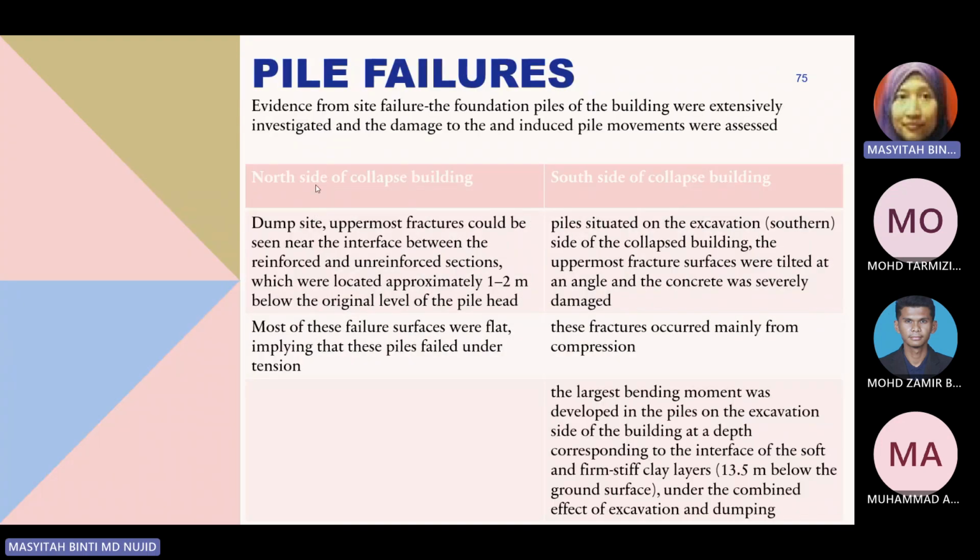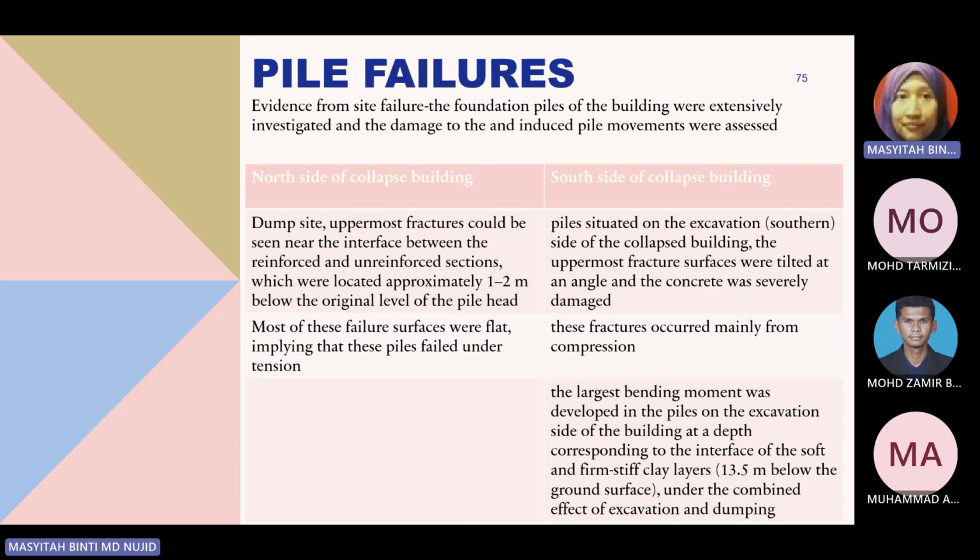Okay, apa yang kita boleh dapat lah from the failure? It just shows a comparison of the north side and also the south side of the collapsed building. Firstly, kalau north side tu due to the dump site, so the uppermost fractures could be seen near the interface between the reinforced and unreinforced sections, which were located approximately 1 to 2 meters below the original level of the pile head. So most of these failure surfaces were flat, implying that these piles failed under tension.